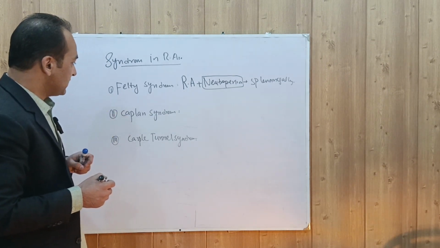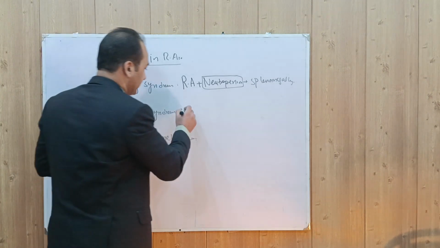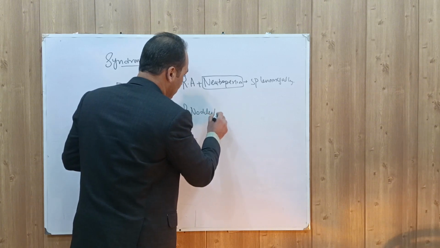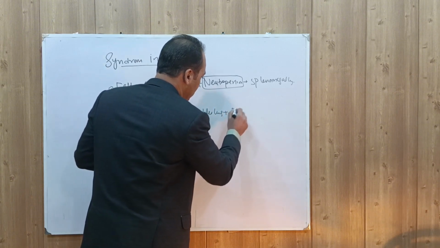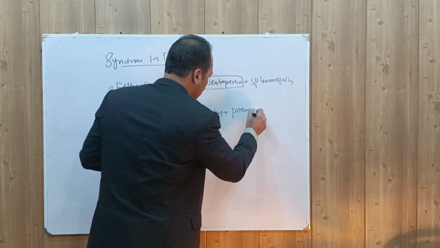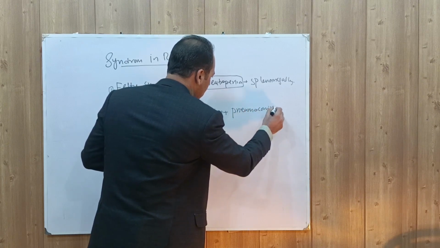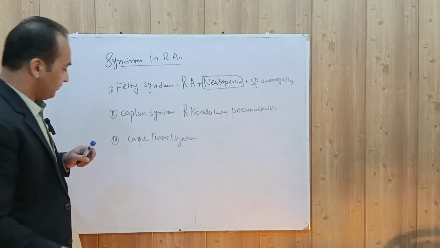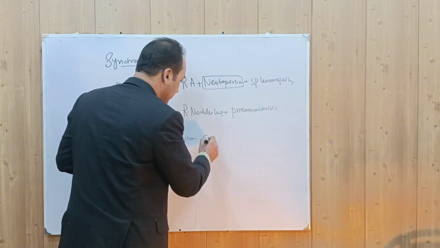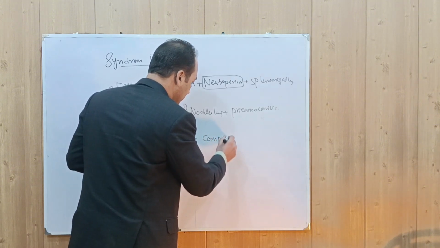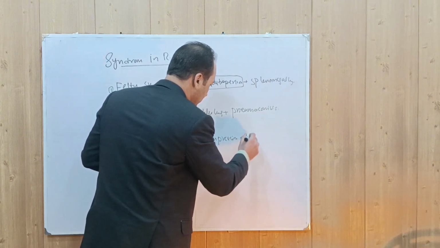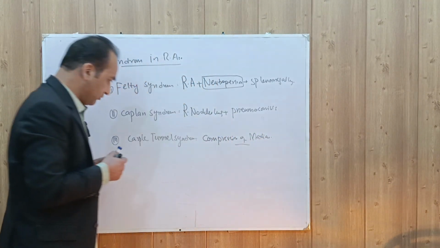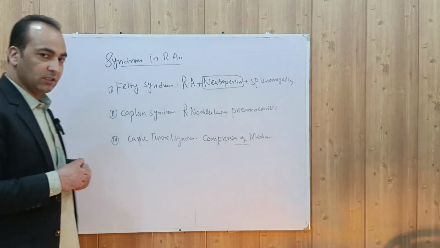The second syndrome is Caplan syndrome, rheumatoid nodule in the lung plus pneumoconiosis. This is called Caplan syndrome. And the third one is carpal tunnel syndrome, which is the compression of the median nerve. So these are the three syndromes which are commonly asked in the exam.